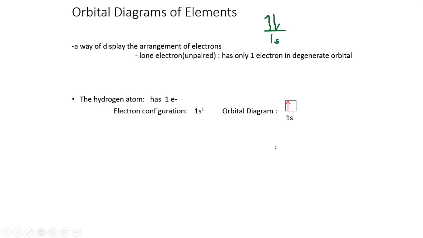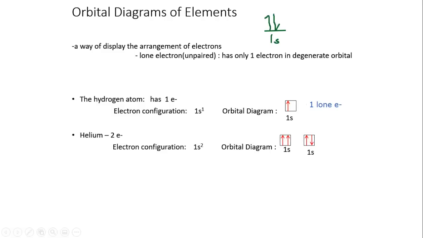So for hydrogen, the orbital diagram would look like this. There's only one electron in the 1s orbital, so this would have one lone electron, because it's only got one electron in that energy orbital.